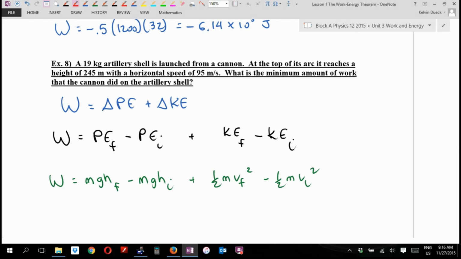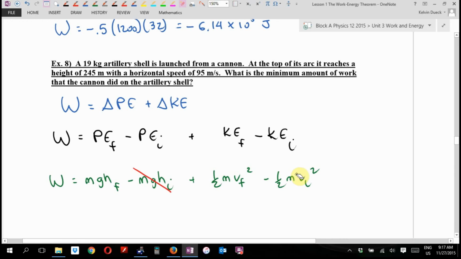Is that okay? Any questions? We're good? Now I'll ask, are any of these individual ones 0? Is our final height 0? Actually, I think our final height is 245. Is our initial height 0? Oh, I think we started on the ground. Oh, yay! Is our final speed 0? No, I think our final speed is 95. Is our initial speed 0?